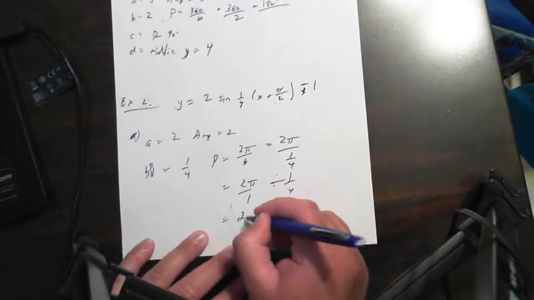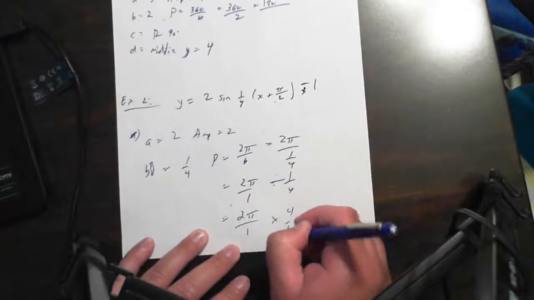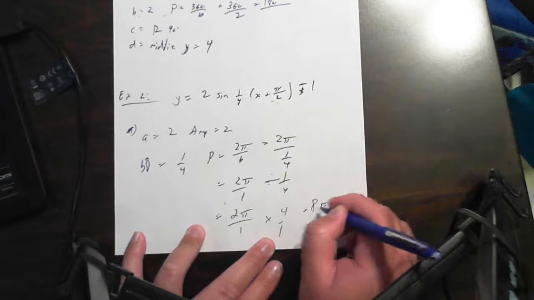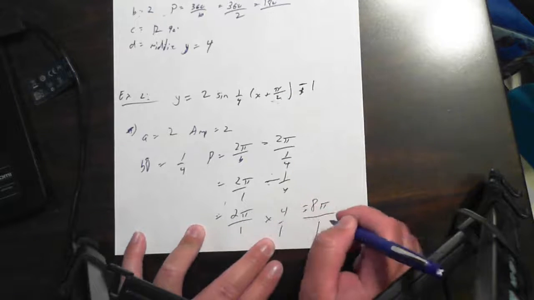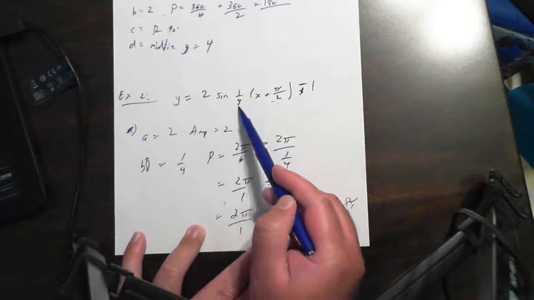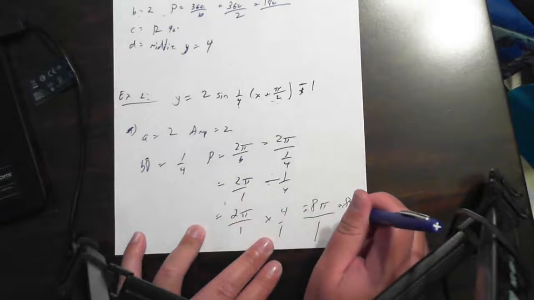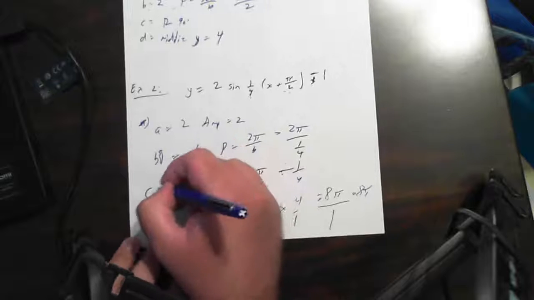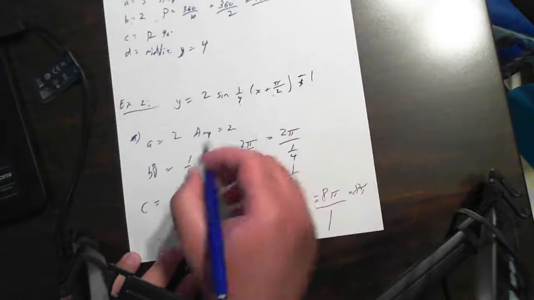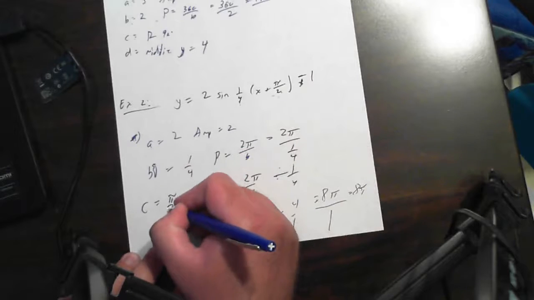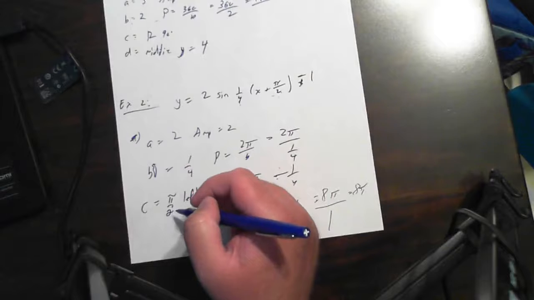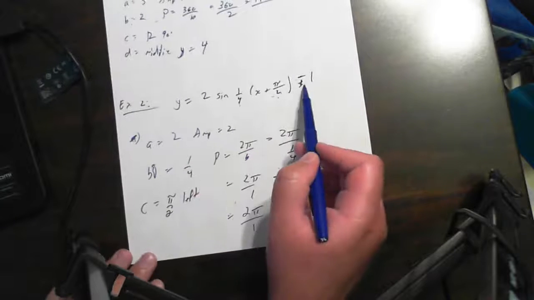Okay? To divide fractions, I multiply by the reciprocal. 2 pi times 4 is 8 pi. 1 times 1 is 1. So this is just 8 pi. Okay? So this B value of 1/4 gives me a period of 8 pi. C is in this case, well, the plus pi over 2 tells me that I've moved pi over 2 units to the left. Okay? It is pi over 2 because we're in radians, right?